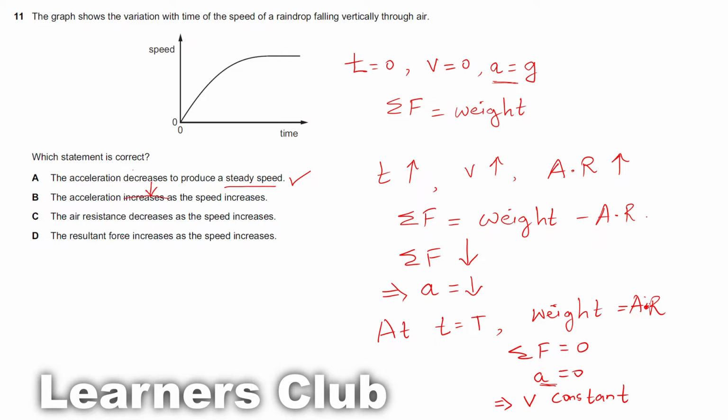The air resistance decreases as the speed increases. As we have seen, when speed increases, air resistance also increases. So this statement is incorrect. The resultant force increases as the speed decreases. As you can see, the resultant force is decreasing, and at terminal velocity, the resultant force is 0, which means this is also incorrect. The correct answer for this question is option A.